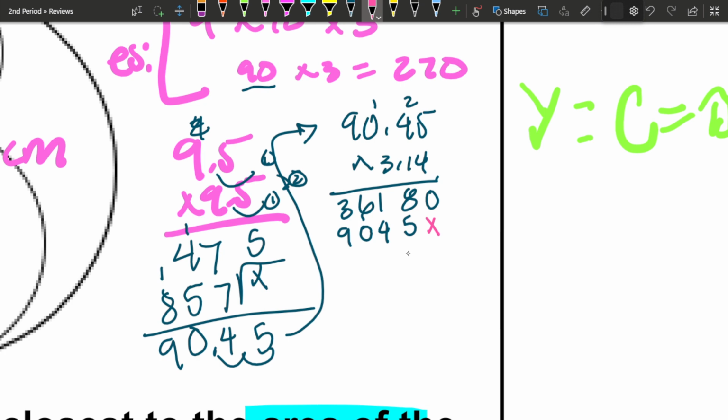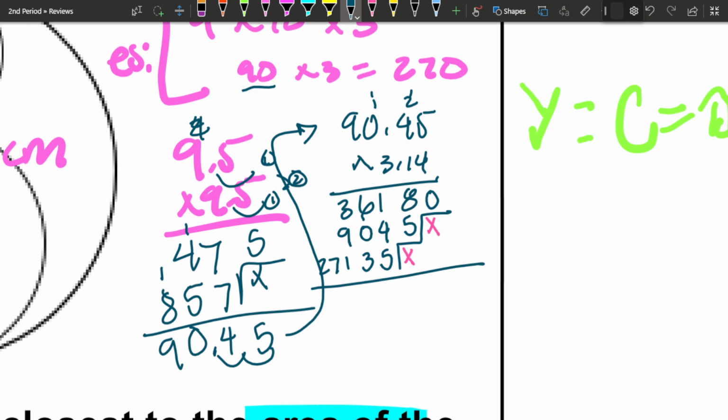We're going to skip a space. 3 times 5 is 15. Carry the 1. 3 times 4 is? Plus 1 is? 13. Carry the 1. 3 times 0 is 0. Plus 1 is? 1. And 3 times 9 is? 27. This should look like a staircase.